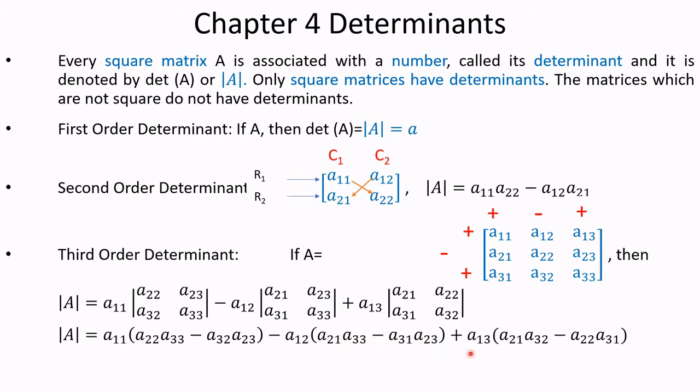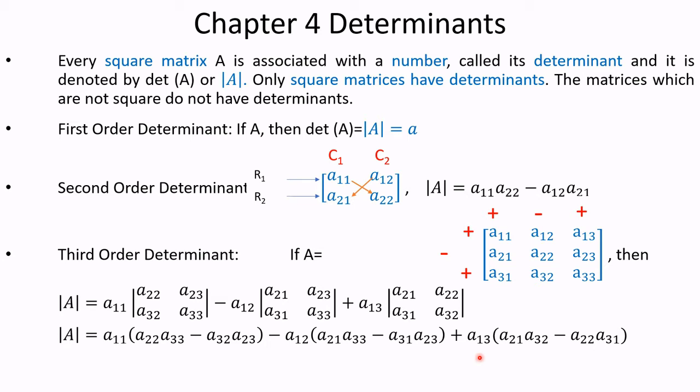Here it is shown. So the last is plus A13 into A21 into A32. It is written here A21 into A32 minus A22 into A31. This is the representation or simplification for finding the value of the determinant. Please note down.